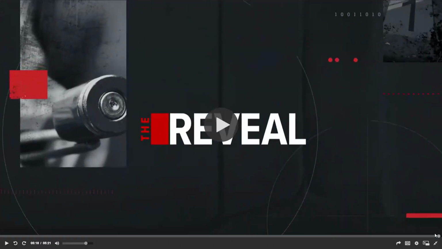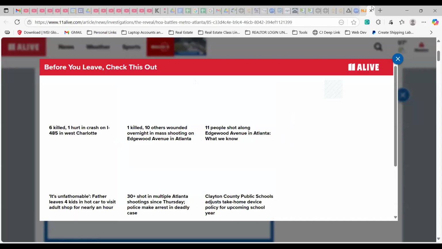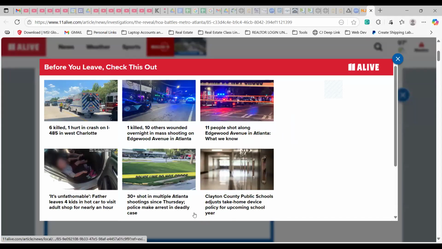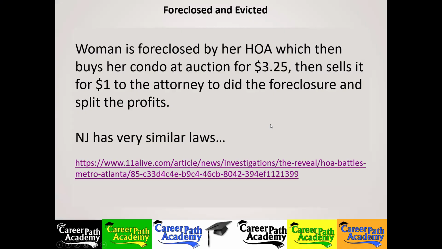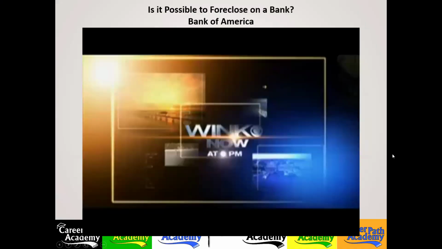Messed up, huh? But I showed you that because New Jersey's laws are very similar. How about this one? Have you ever heard of somebody foreclosing on a bank?